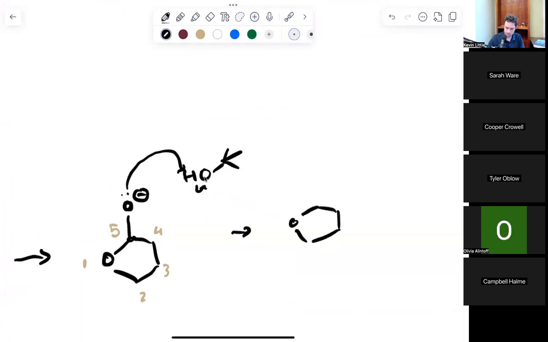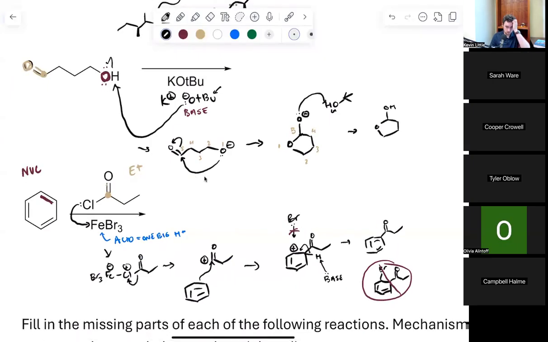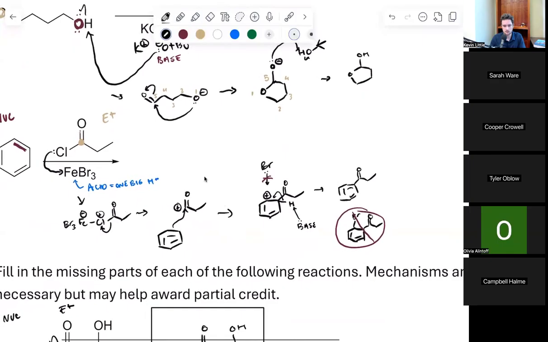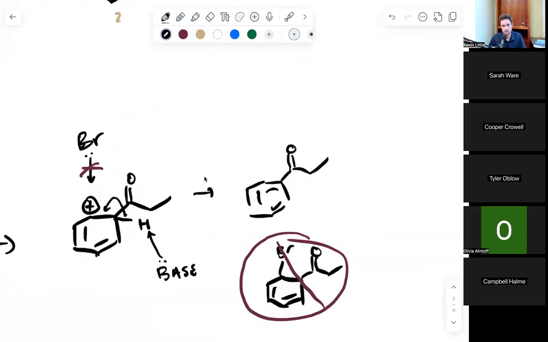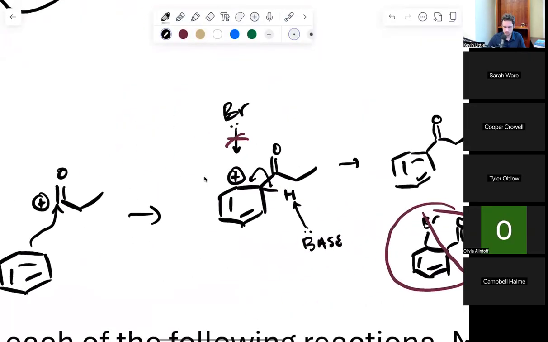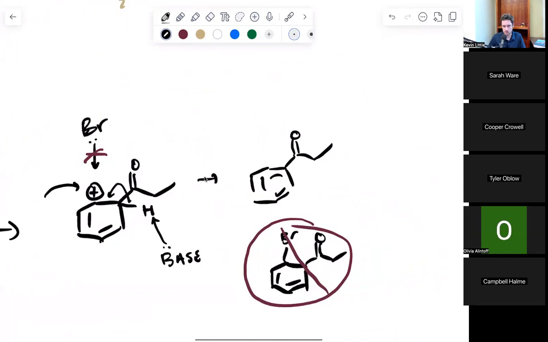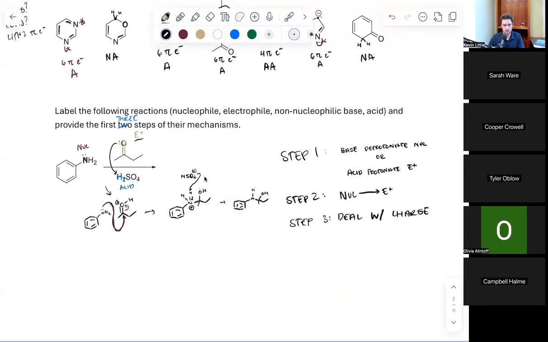So I do want you guys to be able to do this. That's my bad, I should have worded that. I will put out a practice sheet with more of these. Mostly that's because I want you guys to be able to do this step. This is dealing with the charge, right? After you attack the electrophile, there's a positive charge on this benzene ring. We need to neutralize it, and we do that by taking the proton next to it. So I do want you guys to be able to do that.